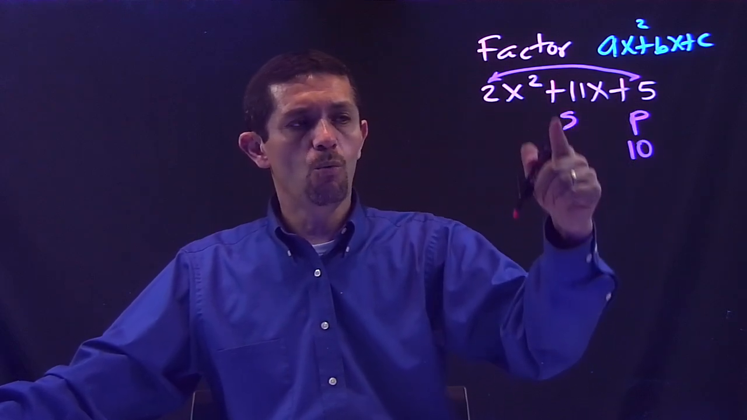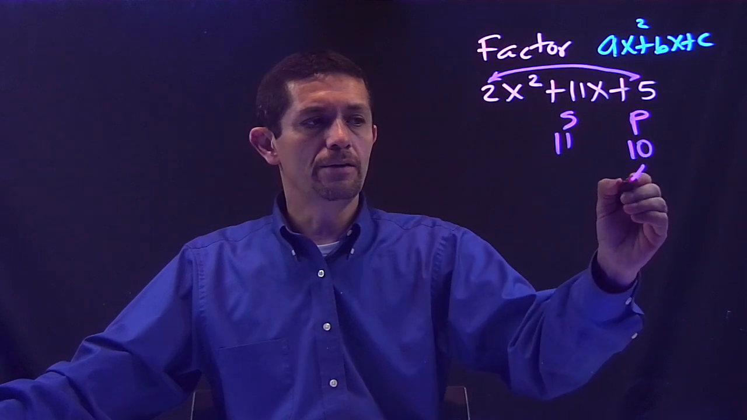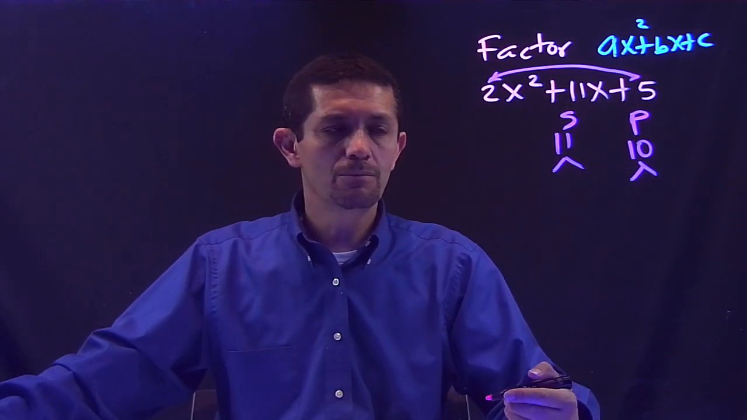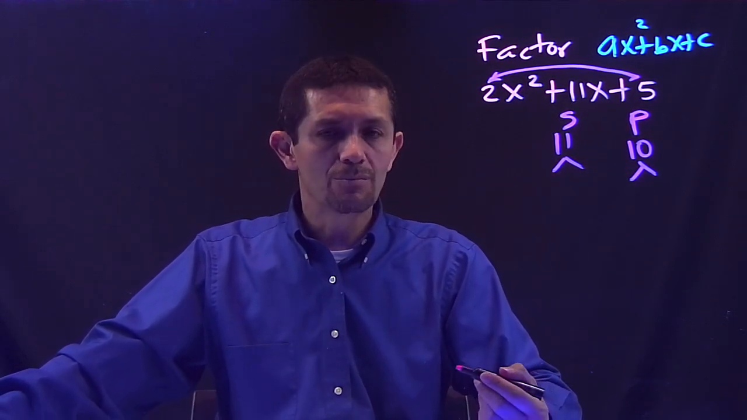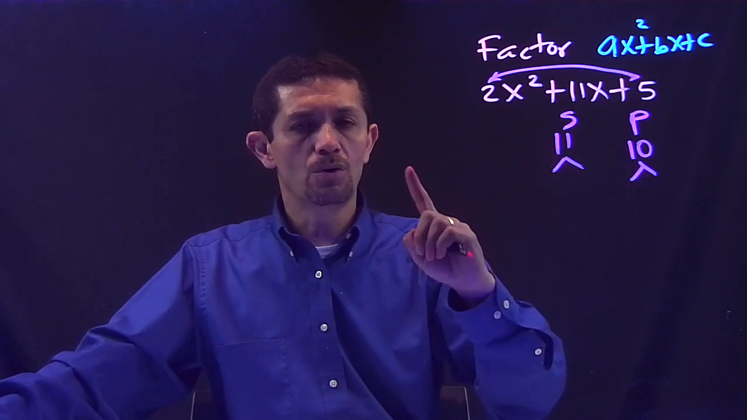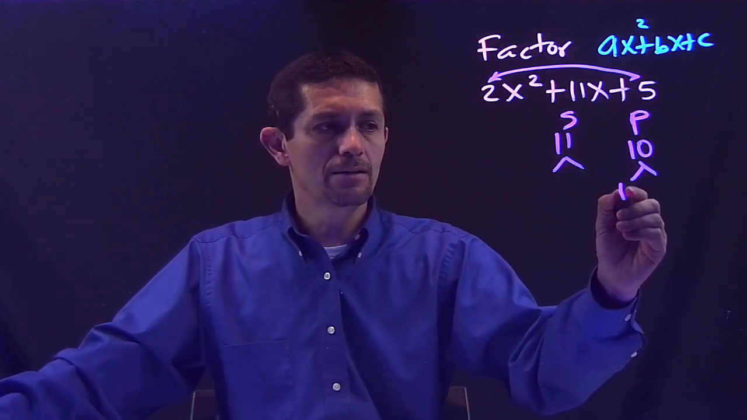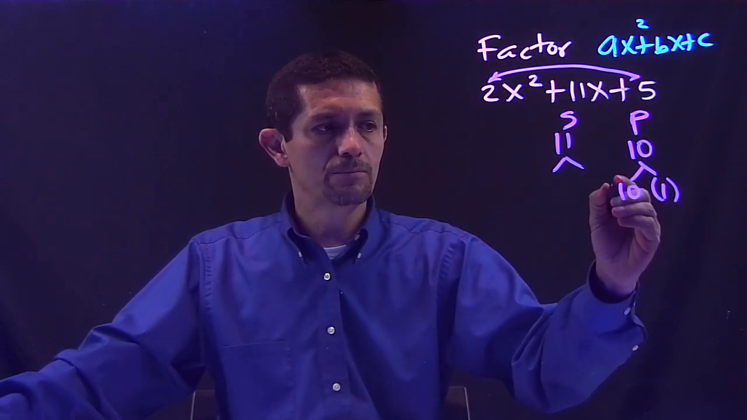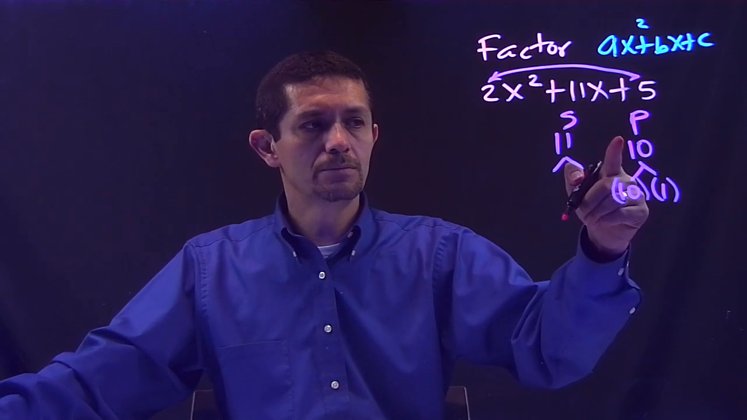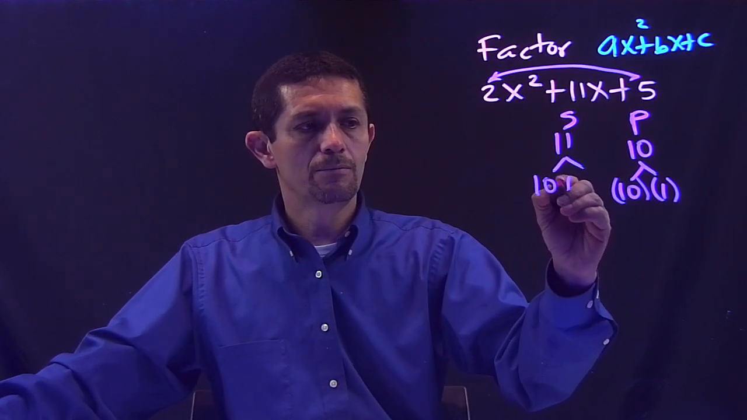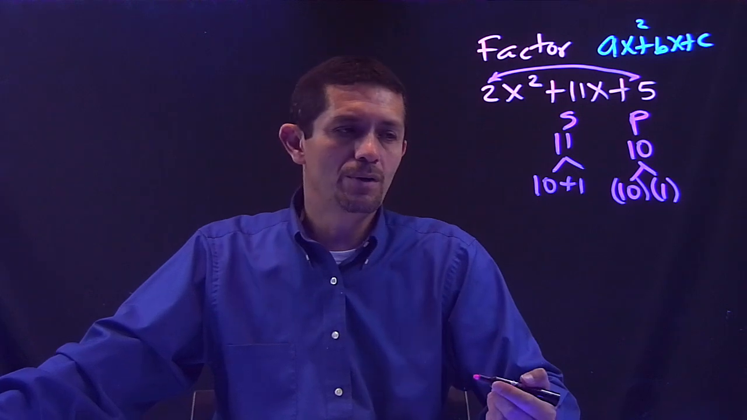And the sum is always the middle term. Now I need to remember that when you multiply you get 10, but when you add you get 11. Simple. Every time these two numbers are 1 away from each other, it's that number times 1. 10 times 1 is 10. 10 plus 1 is 11. So I found my numbers.